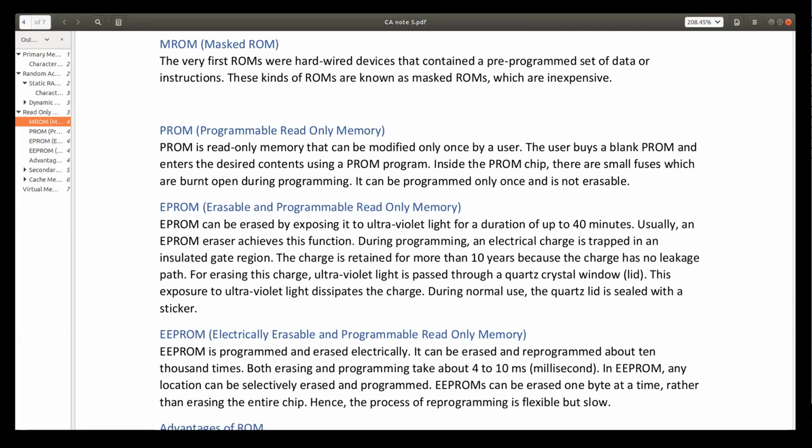Our next type of memory is EPROM. Sometimes somebody calls it E-P-ROM or EPROM, but the full form is erasable and programmable read-only memory. That is EPROM.